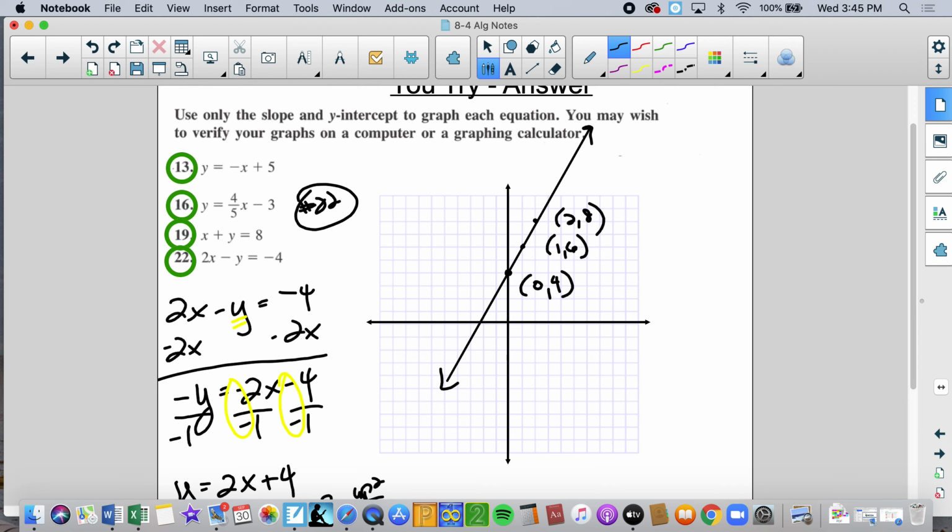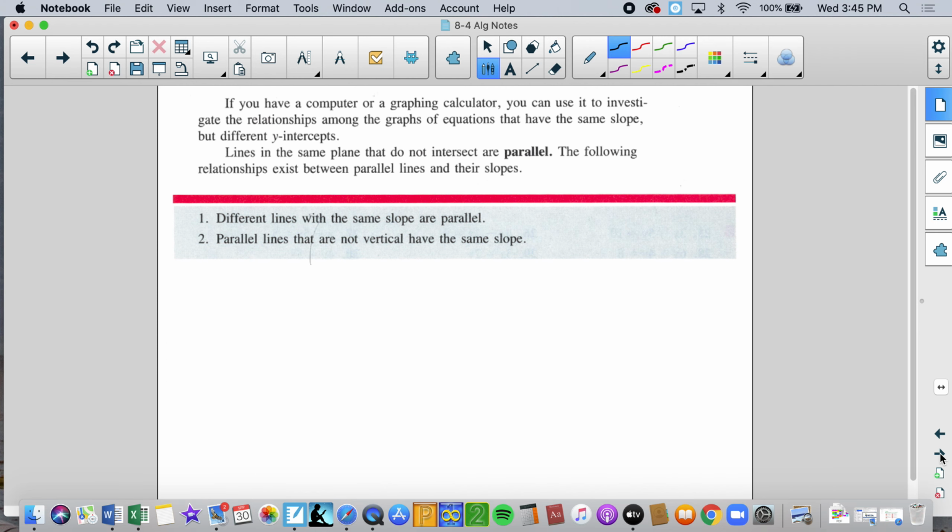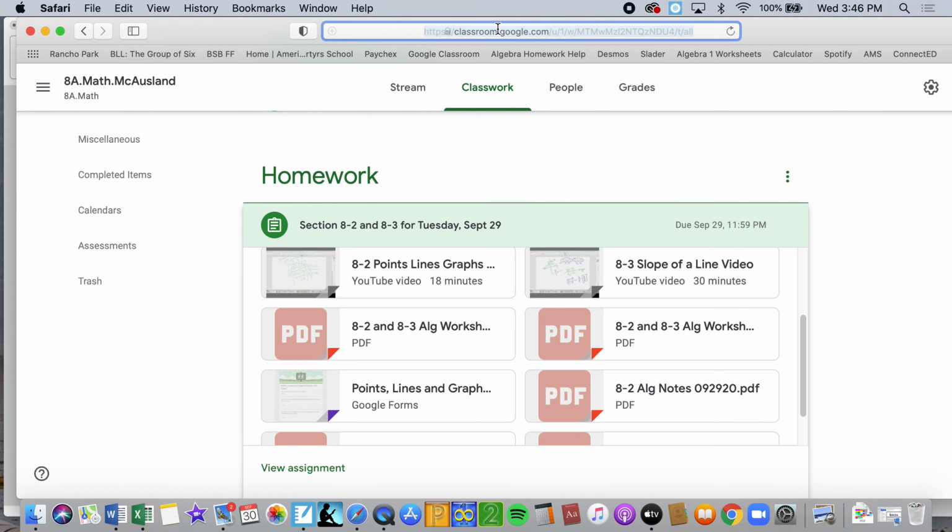Very nice. All right. If you have a computer or graphing calculator, you can use it to investigate the relationships amongst the graphs of equations that have the same slope but different y-intercepts. Lines in the same plane that do not intersect are parallel. So let's take a look at that while we're working on this. Let's go to Desmos.